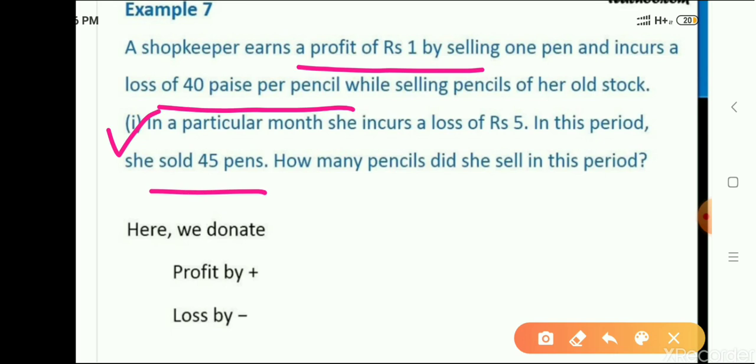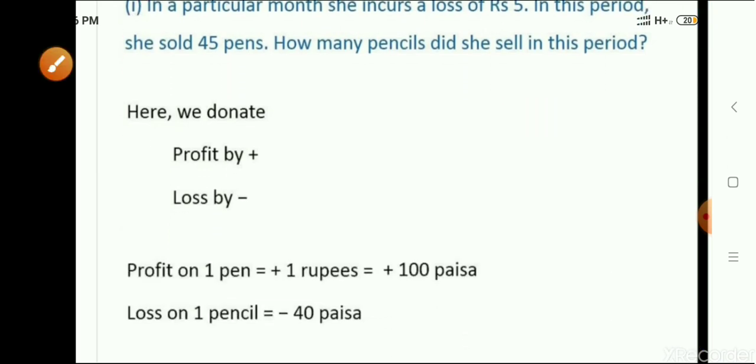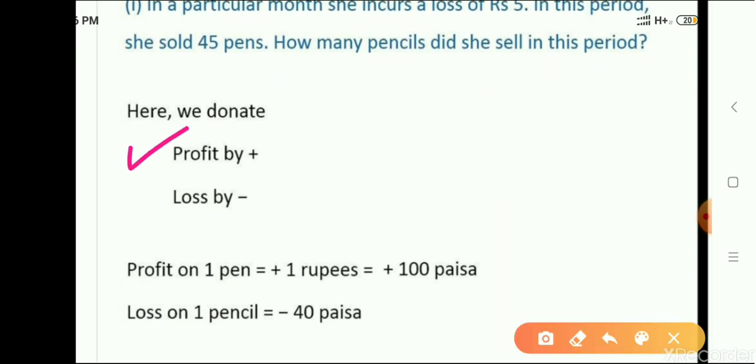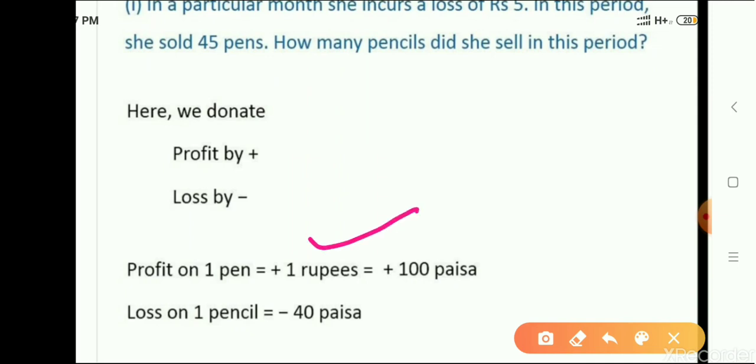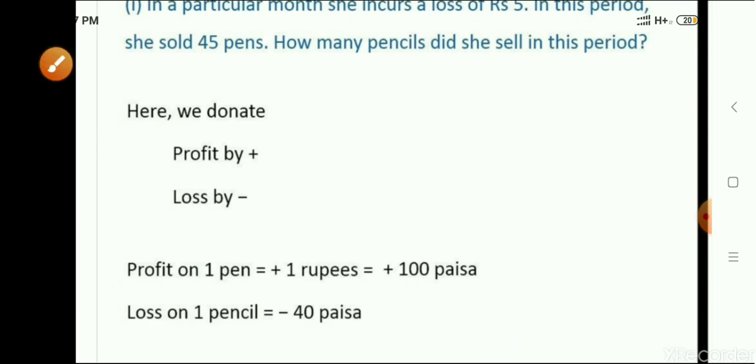How many pencils did she sell in this period? We have to calculate the number of pencils sold in this period. Let us denote the profit by a positive integer and loss by a negative integer. The profit on one pen is rupees 1, which will be 100 paise, and the loss on one pencil is 40 paise. Here we are taking the loss with a negative sign, so it will be minus 40 paise.